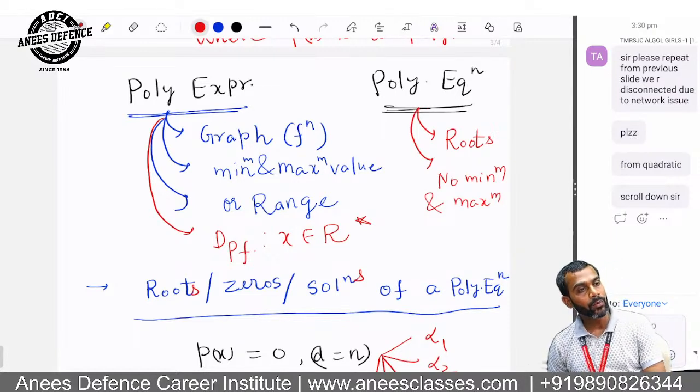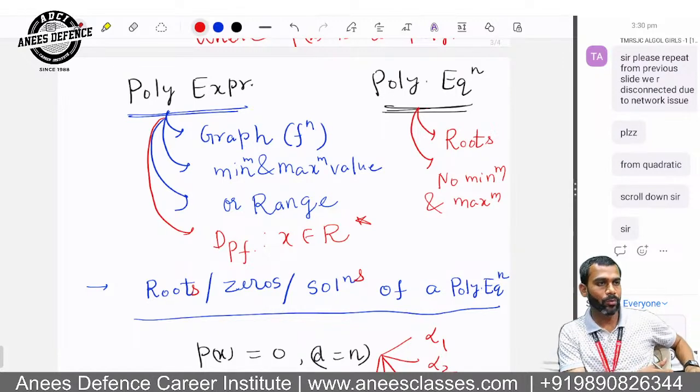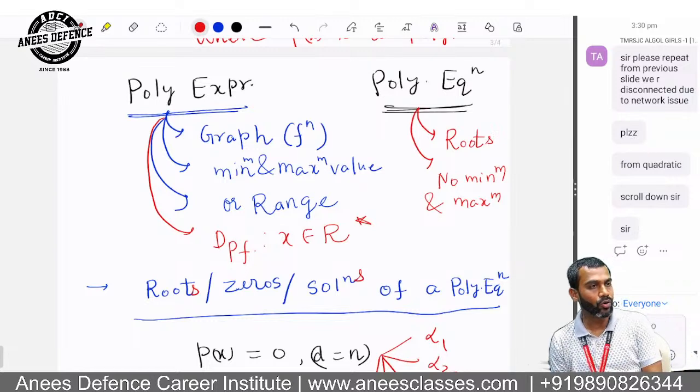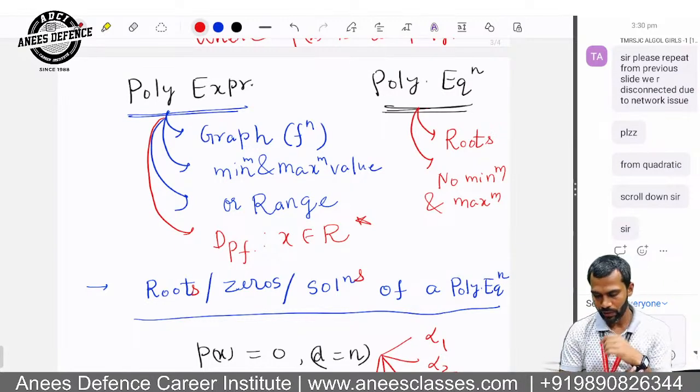So graph of which one will we always make? Of the expression. And roots of which one will we always find? Sometimes the question may give something upside down, and then we have to understand: if it is talking about minimum and maximum value, it is talking about polynomial expression. If it is talking about roots, then polynomial equation. Understood? Yes or no? Okay, very good.